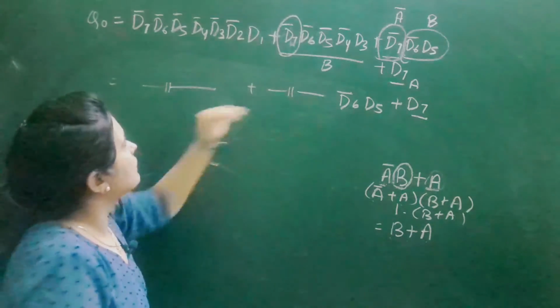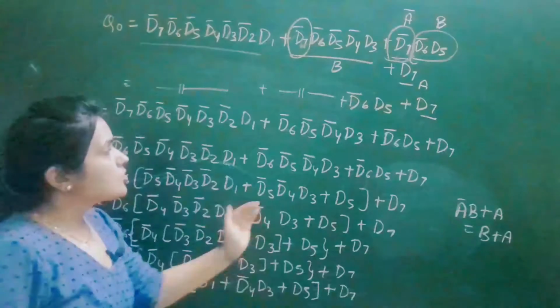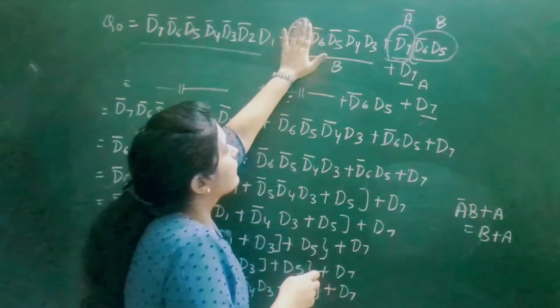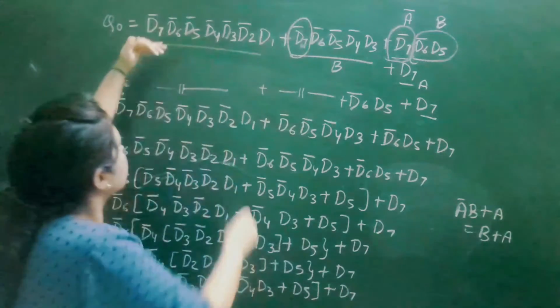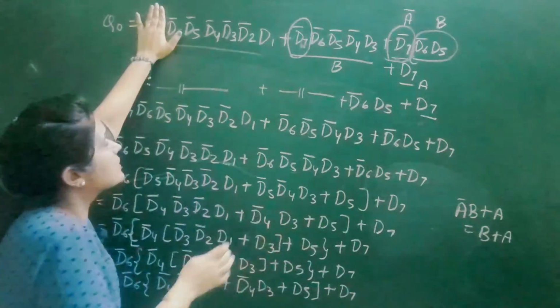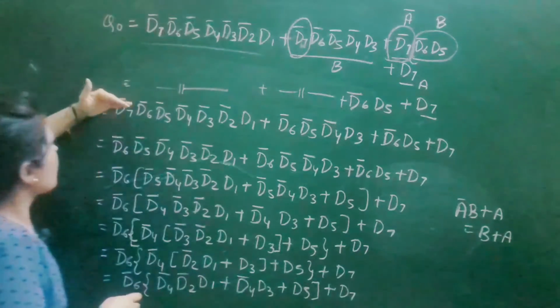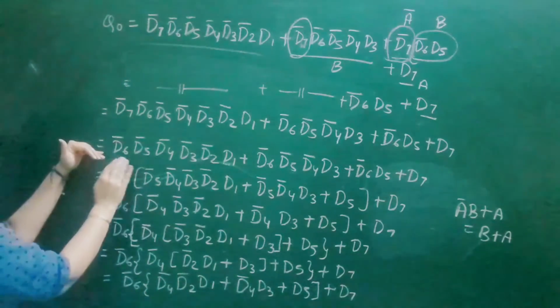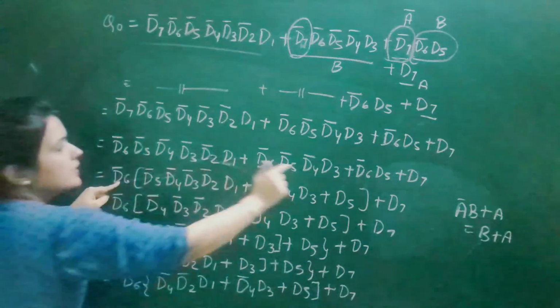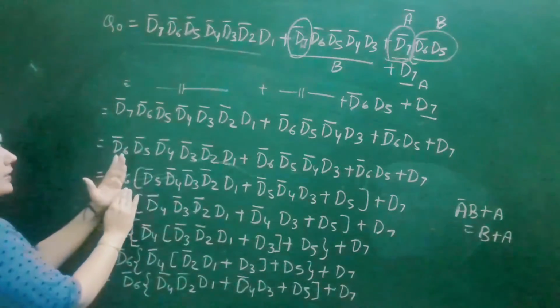So the expression will be, I should write in the next line. When we take this min term and D7 together, D7's complement will be eliminated. So the next step will be this. Now this can be written like this. I have taken D6 common from these terms, so it can be written like this.